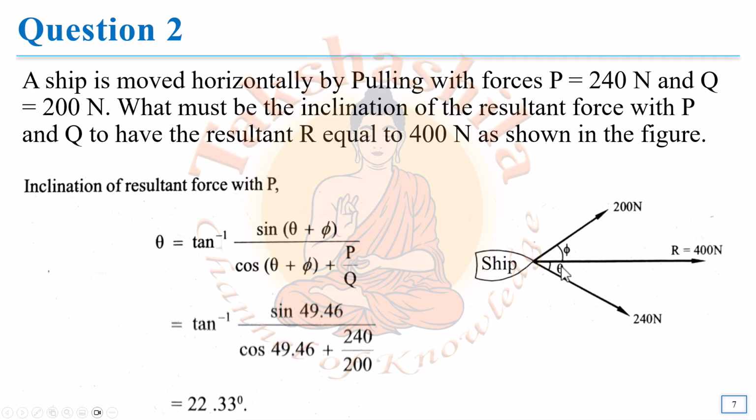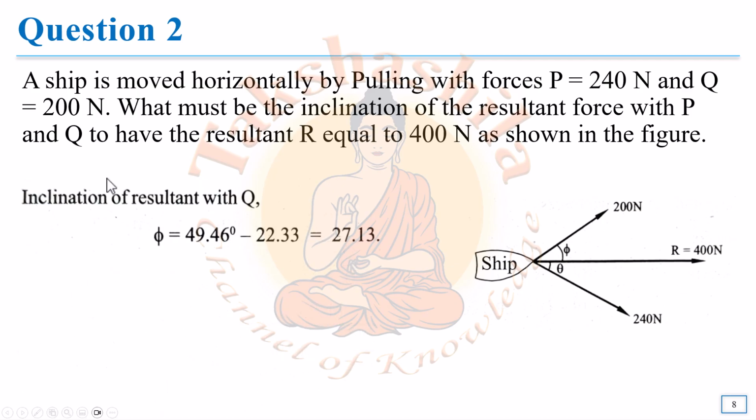So theta is 22.36, but the total angle is 49.46, which we have already calculated. So why don't we calculate the value of phi? It will be equal to 49.46 minus 22.36, which is the value of theta. So let us do it. The inclination of the resultant with Q, phi, is equal to 49.46 minus 22.33, which is equal to 27.13. Now we have found the value of phi as well as theta, which was the required answer.